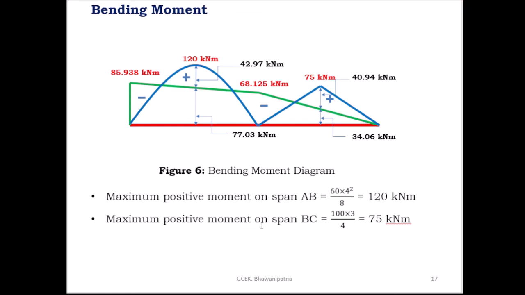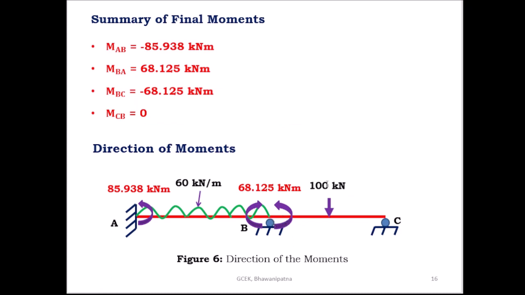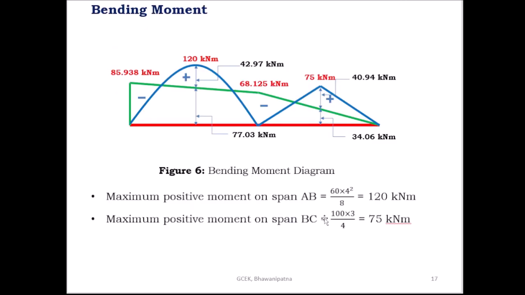Similarly, the maximum positive moment on span BC. The load is present at the midpoint of the BC. Here the maximum positive moment is equal to W L by 4, 100 into 3 by 4, which is equal to 75 kilonewton meter. So this is the maximum positive moment on span BC, and that is the maximum positive moment on span AB.